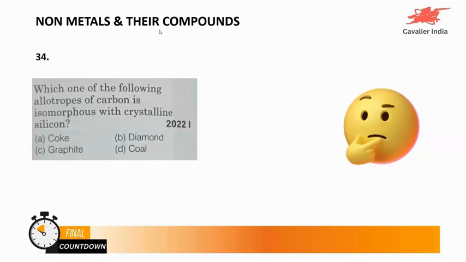Then which one of the following allotropes of carbon is isomorphous with the crystalline silicon? Isomorphous means having a similar structure. Option A is coke, option B is diamond, option C is graphite, and option D is gold. Which is the right answer? Diamond is the right answer. That is the allotrope of carbon similar to silicon. Diamond is the crystalline form of what?